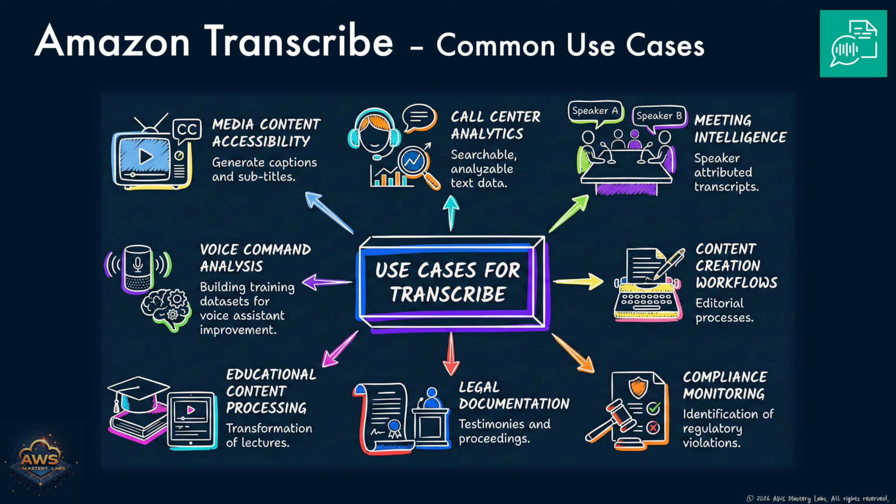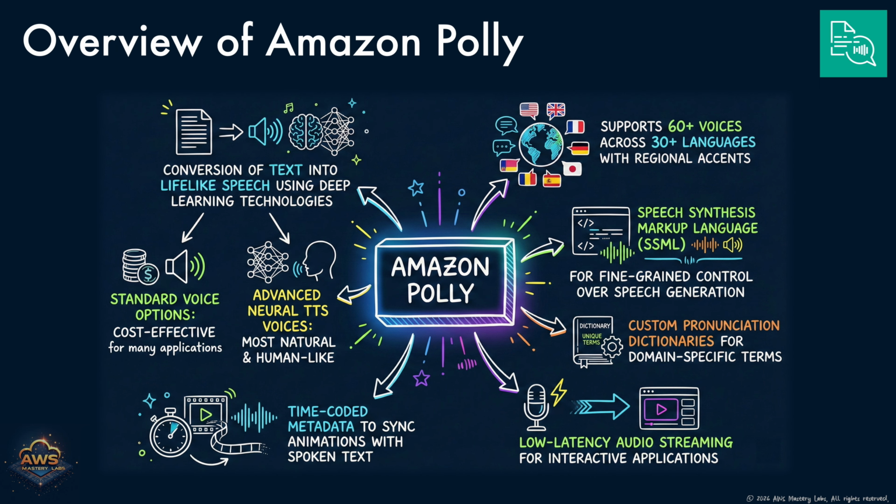Amazon Polly is a powerful text-to-speech service from AWS that brings your applications to life by turning written content into lifelike spoken audio. It's designed to help developers build engaging voice-enabled experiences that are fast, scalable, and easy to integrate.